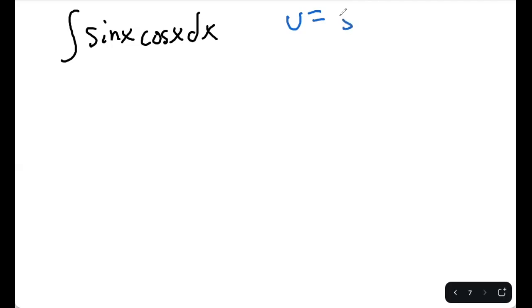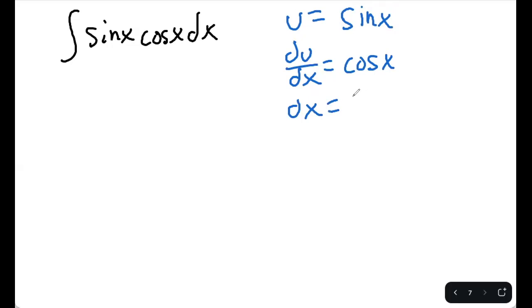However, if you went with sine, it would work. And if you went with cosine, it would work. Either of them would have worked. So the derivative of this is cosine, right? So if I solve for dx, I get du over cosine. Things do actually end up working because things cancel.